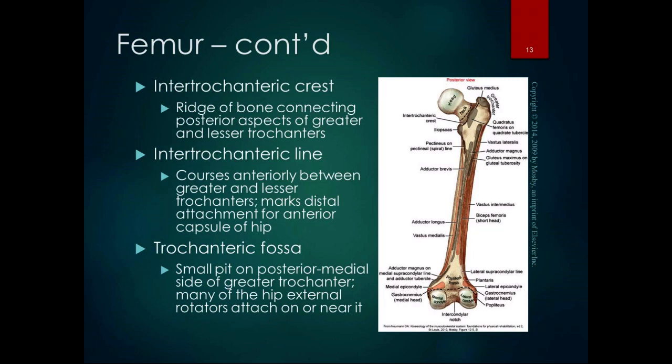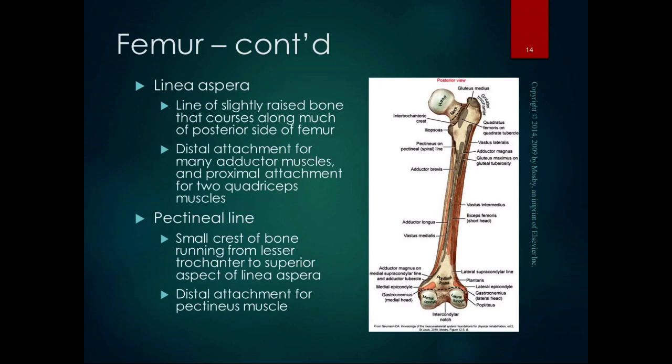The trochanteric fossa is a small pit on the posterior medial side of the greater trochanter, and a lot of the external hip rotators attach on or near that. The linea aspera is a slightly raised line that courses along the posterior side of the femur. And it's the distal attachment for a lot of the adductor muscles and the proximal attachment for two quadriceps muscles. So a lot of our hip and knee motions originate or insert on the linea aspera.